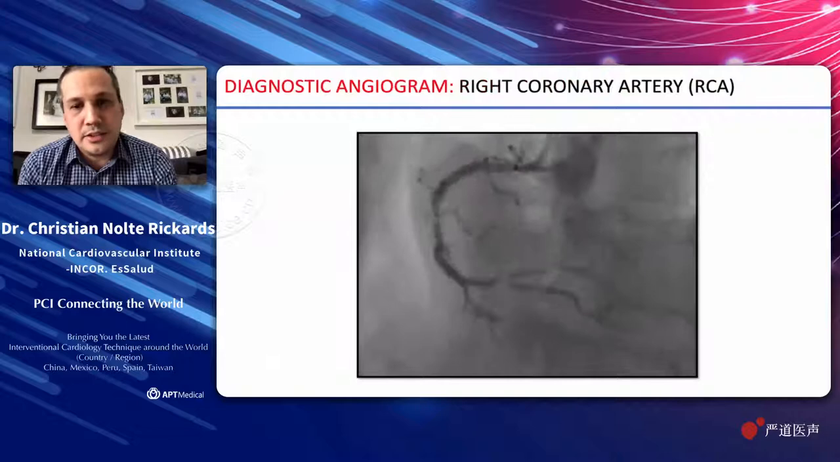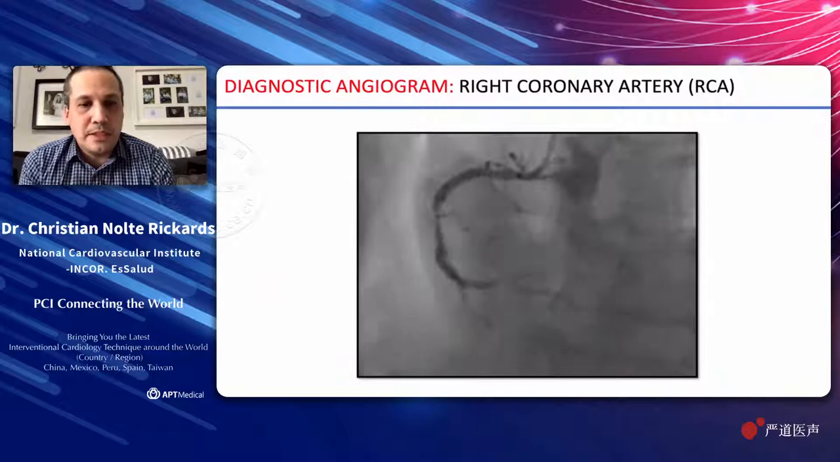As you can see, we have a severe lesion on the mid RCA and on the distal right coronary artery.